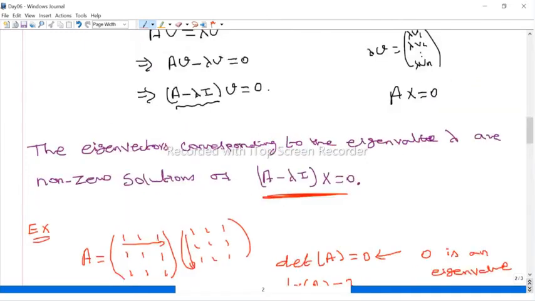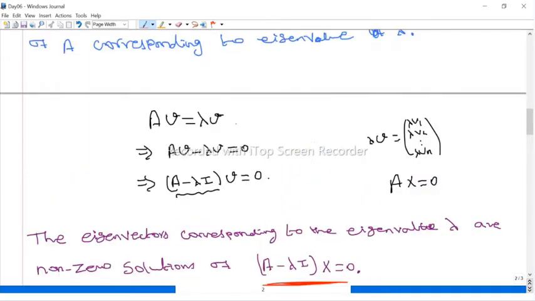Otherwise, you can say a non-zero V satisfying the equation AV equal to lambda V. If a non-zero V satisfies the condition AV equal to lambda V, then we say V is an eigenvector corresponding to the eigenvalue lambda. Equivalently, the eigenvectors of A corresponding to lambda are nothing but the non-zero solutions, because eigenvectors are always non-zero. Keep in mind, that is very, very important.